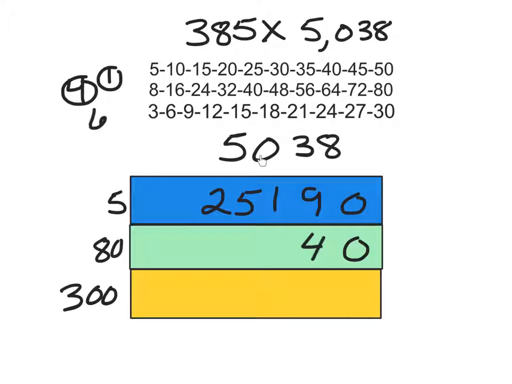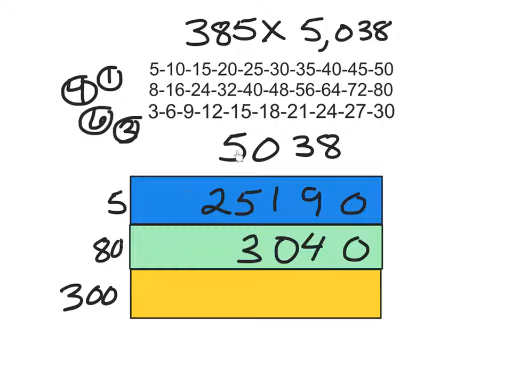8 times 3. 1, 2, 3 gives me 24. Plus 6 here is going to give me 30. I'm going to drop the 0, carry the 3, and move along. 8 times 0 is 0. Plus 3 will give you 3, my friend. Drop that 3 and move along.